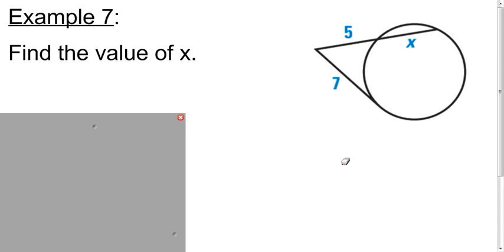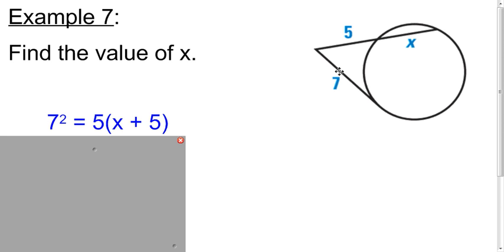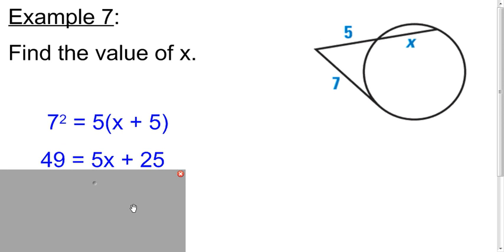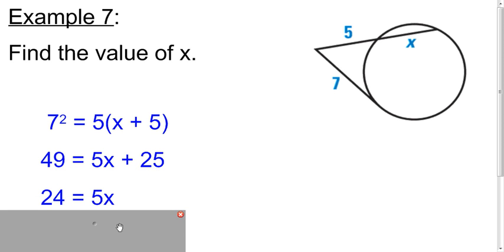So why don't you try to apply that theorem here, and then I'll show you my solution. So we know that the tangent squared is going to be equal to the external segment times the whole secant segment length. Say 7 squared is 49, distribute the 5, subtract 25 from both sides, and divide by 5 to cancel that factor of 5, and we get 4.8.